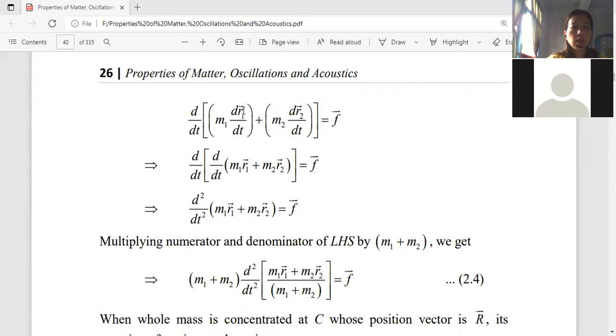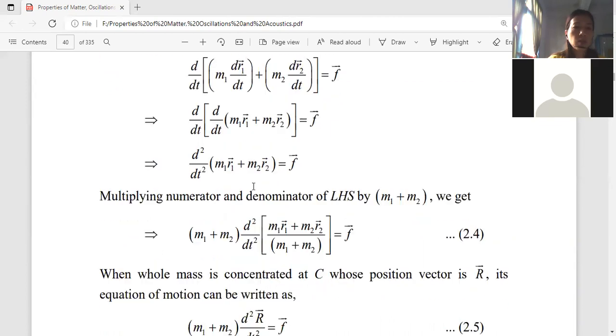Differentiation like this. Now d by dt will remain outside the bracket, and for both the terms we will take d by dt as a common term, and then it will become m1 r1 vector plus m2 r2 vector, and the right hand side will remain as it is. Let us take this differentiation from inside the bracket to the outside, and then it becomes d squared by dt squared. So we eliminate this bracket, and then we get m1 r1 plus m2 r2 equal to F.